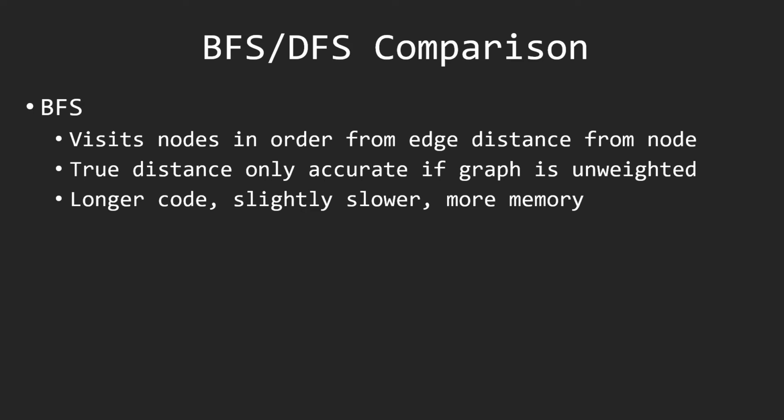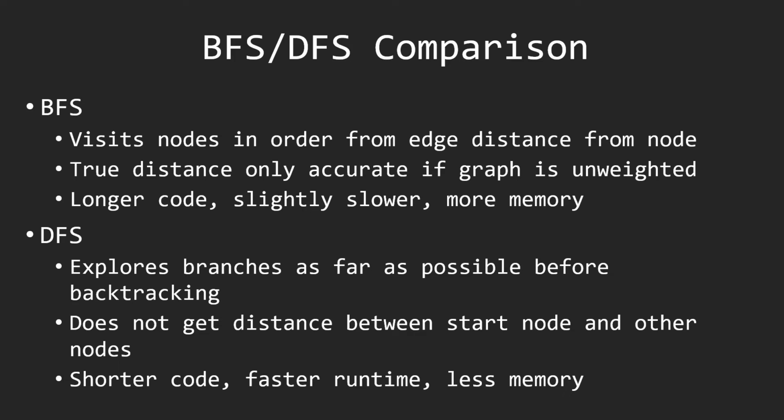All right, so that was a lot of knowledge just from BFS and DFS. And let's cool it off by doing a bit of comparison between them. So for BFS, basically it visits nodes in order of edge distance from the node that we're starting off at. And the true distance is only accurate if the graph is unweighted, because we're doing +1, right? And so if we're doing a layer by layer approach, we can obviously see that the distance is true. Although it's longer code and slightly slower, it uses more memory. These are some of the drawbacks of BFS. But if we really need that distance, then we're definitely going to need BFS.